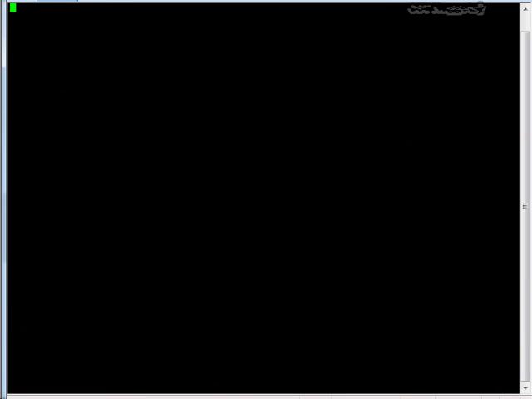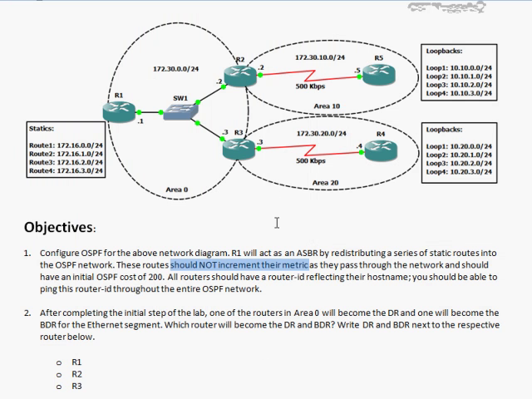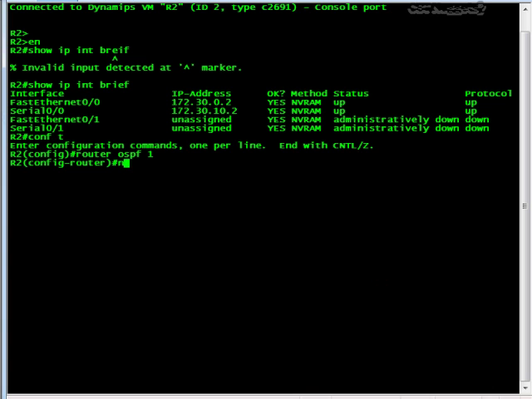Let's do it. I'm going to go to router 2. Do a show ip interface brief, always my first command on any router, just to get the landscape of what's going on. And sure enough, just like I'd expect to see, I see one serial interface over here on the 172.30.10 network and one Ethernet on the 172.30.0 network. So let's configure it. I'm going to go into router ospf 1.